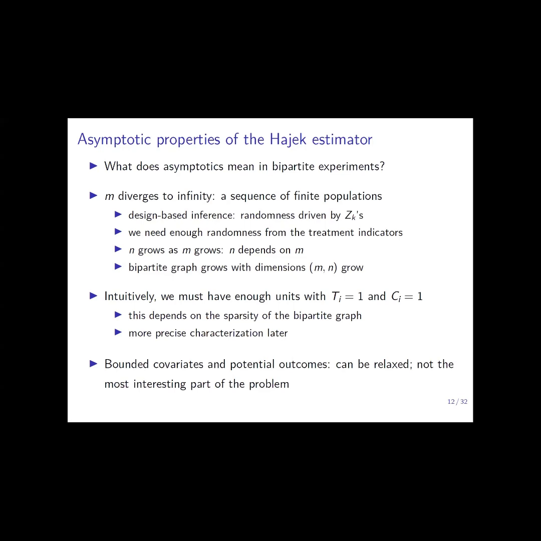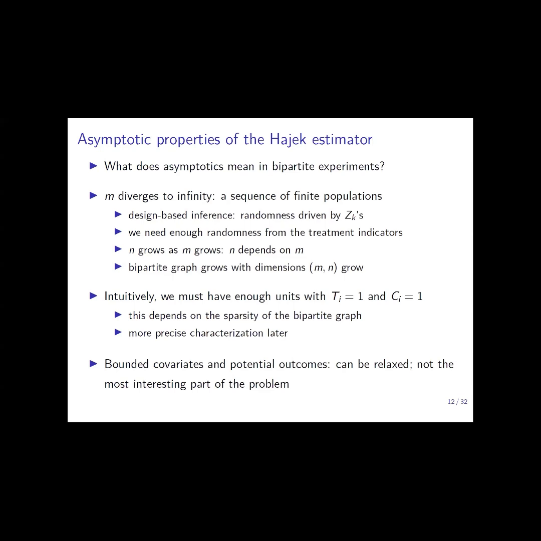And we allow N to also diverge with M, but it's not arbitrary. There are some restrictions. The dimension of the bipartite graph will grow. What do we mean? There is a sequence of bipartite graphs, and we don't specify a model for the bipartite graph, but we will specify some condition on it, like, you will see later, some sparsity condition. The graph grows, but not arbitrarily.